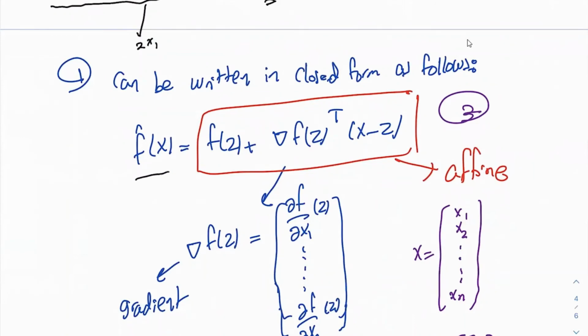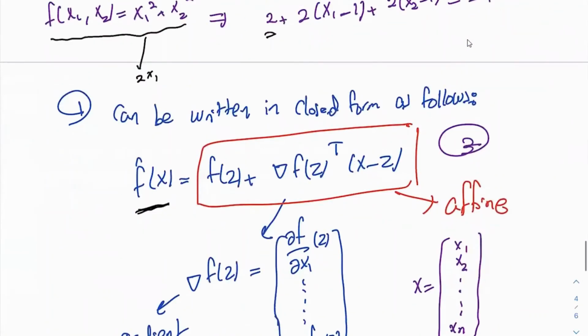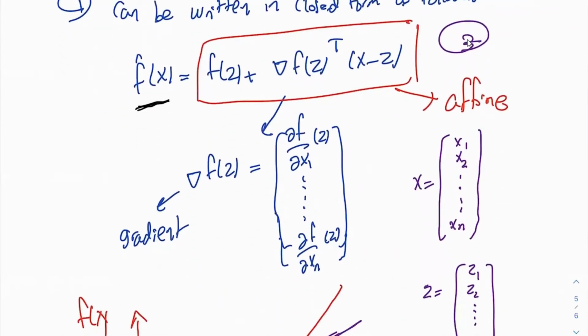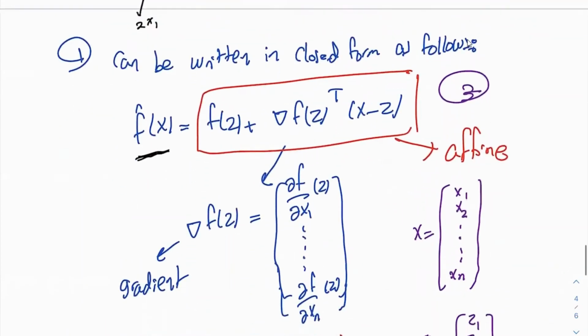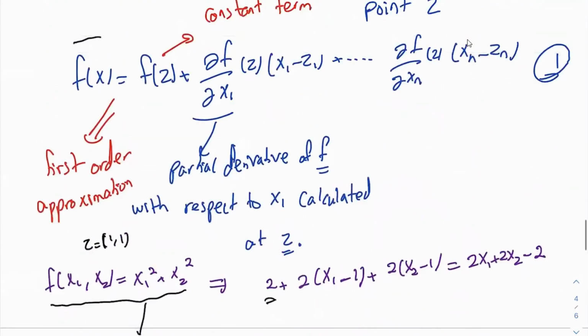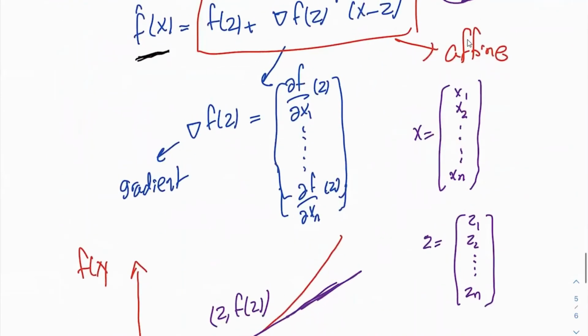This linearized, I should not use this word, approximated version is equal to f of z remains as f of z, plus the gradient. Remember, this is the gradient of f at z, transposed, times x minus z. Right, so x and z are vectors. We just saw an example: x minus z is (x1 minus z1, x2 minus z2), which corresponds to this when you do the dot product. And what is the gradient?